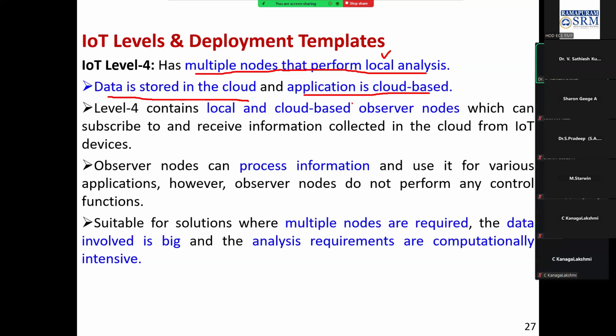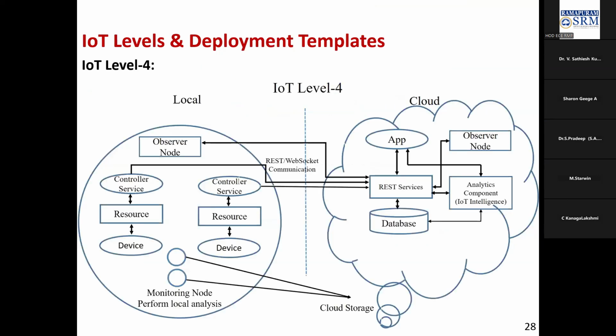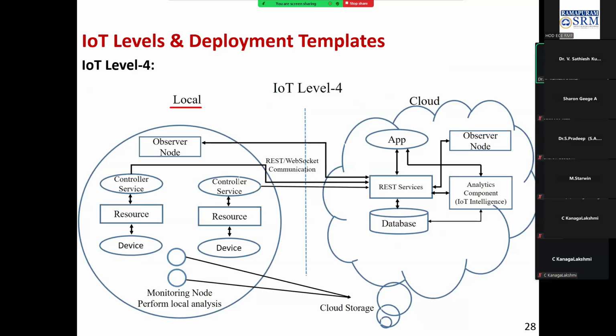If you look at this in terms of a diagram, you will understand it better. Here again, I have a local side and a cloud side. In level 4, we have device 1, device 2, device 3, and so on, multiple devices. All these devices are connected to sensors and actuators, and each device has a controller service. With the help of this controller service, it will acquire the data and also do some local analysis. After performing local analysis, the data goes into the cloud side where it gets stored.